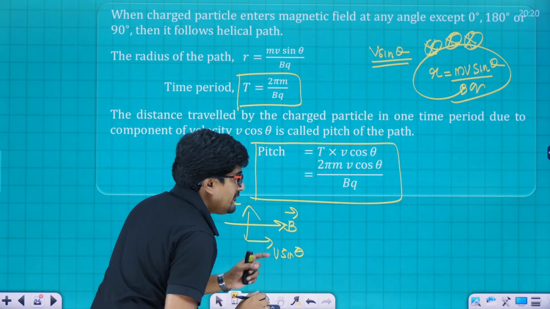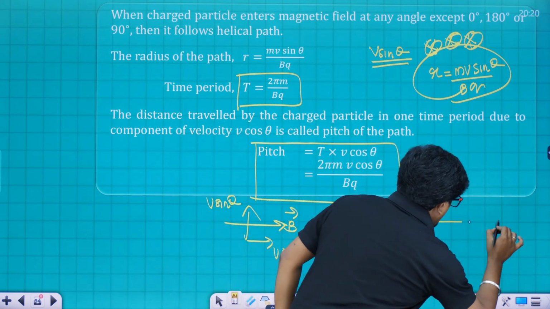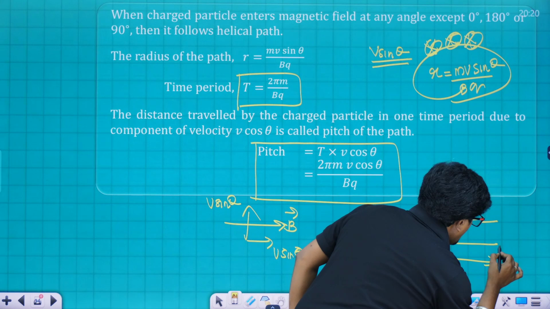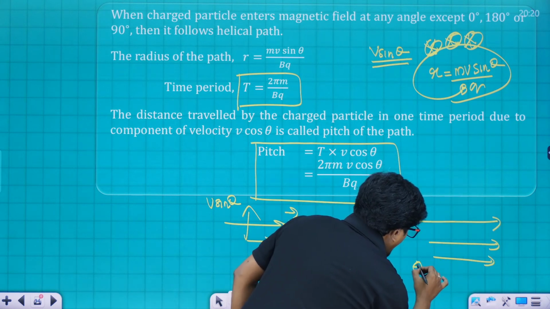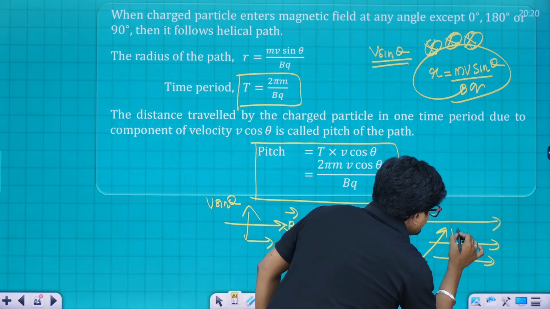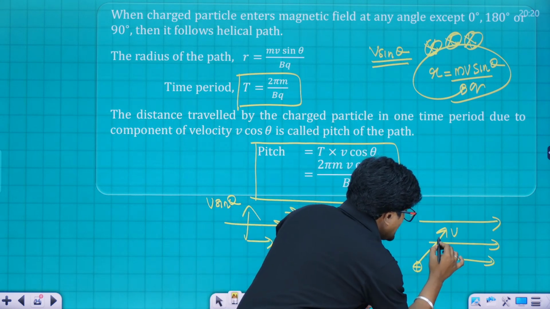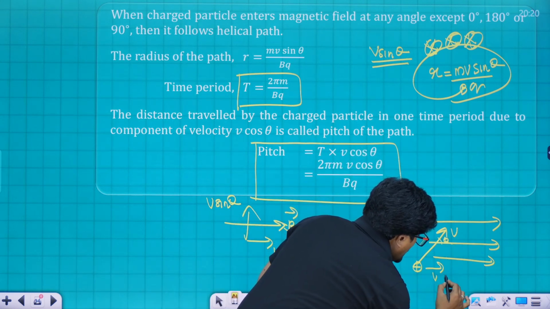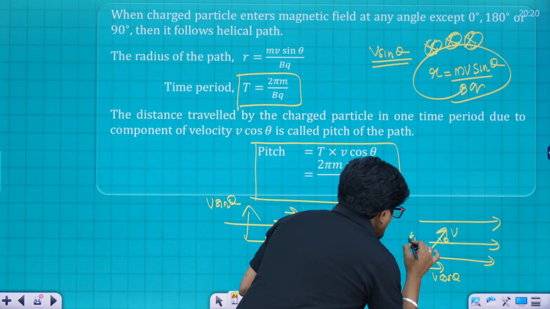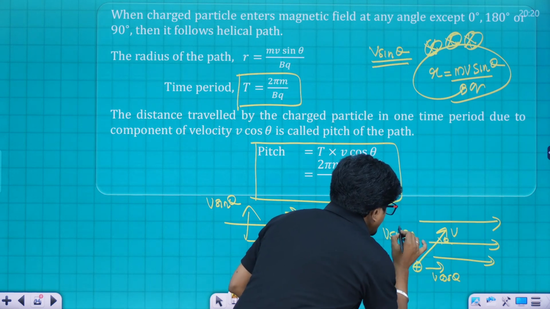If anybody finds it difficult to visualize, just have a look. This was the magnetic field, and the charged particle was entering like this, v. So here this was the magnetic field, so this angle is theta. Here this is going to be v cos theta, and here this is going to be v sin theta.